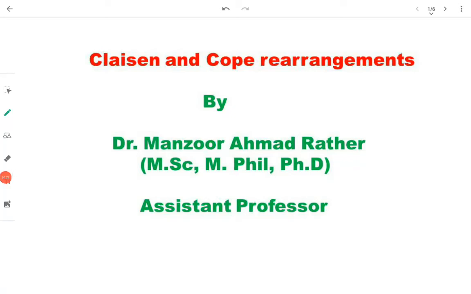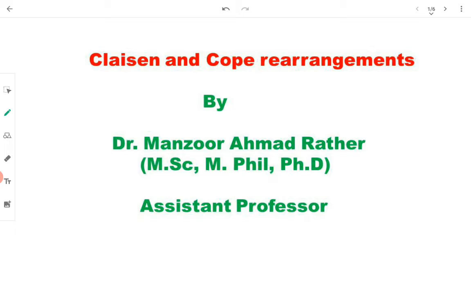Dear students, the topic of today's lecture is Claisen and Cope rearrangements, and these are two of the most studied sigmatropic rearrangements in pericyclic reactions. In fact, Claisen, Cope, and the cycloaddition Diels-Alder reaction are the three major reactions which have utmost importance to an organic chemist.